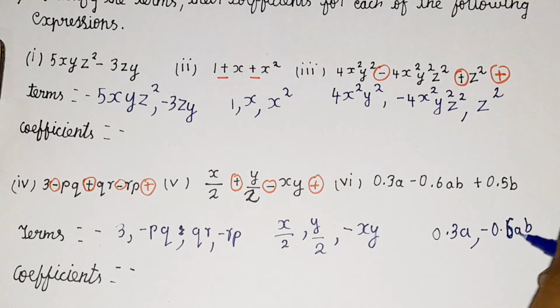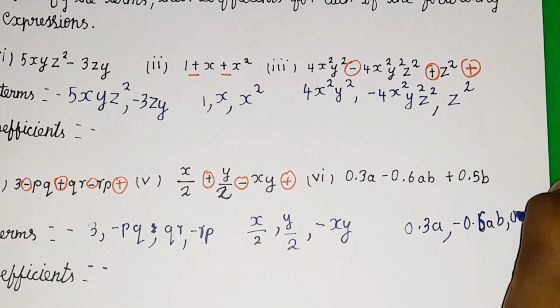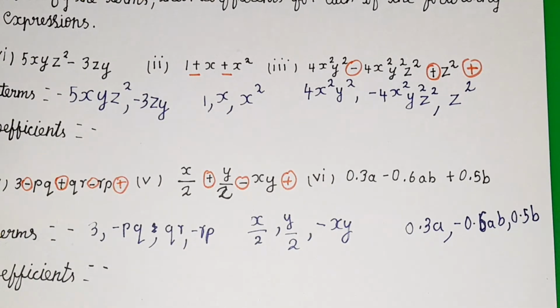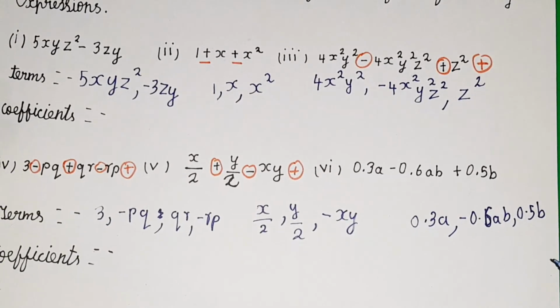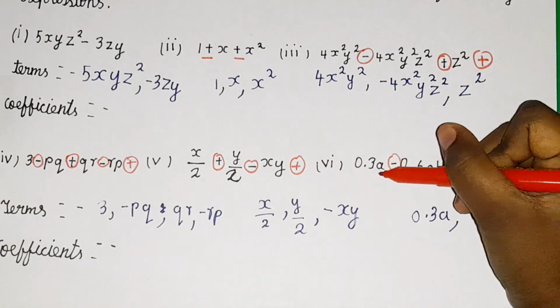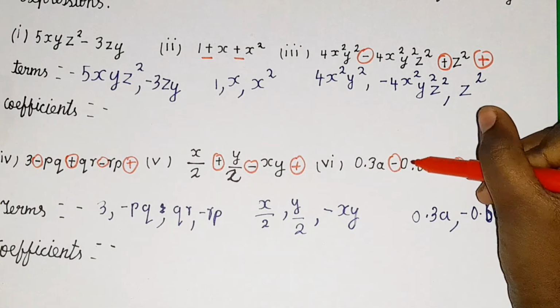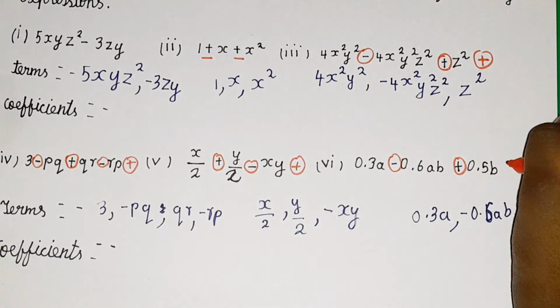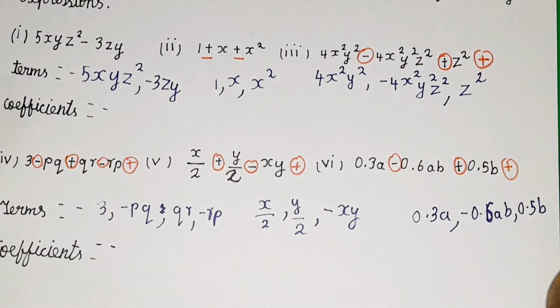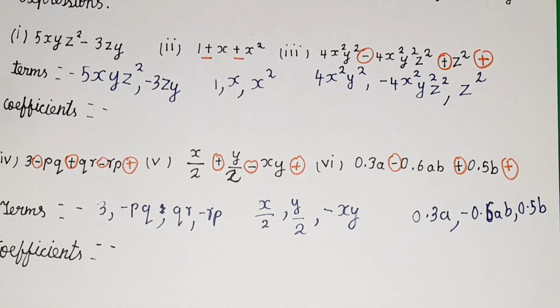So this is 6ab, 0.5b. Okay. So this is the answer for this subdivision. So here how this minus is splitting this 0.3a, this plus is splitting the 0.6ab, and an invisible plus is splitting the 0.5b. So now we have solved all the terms.